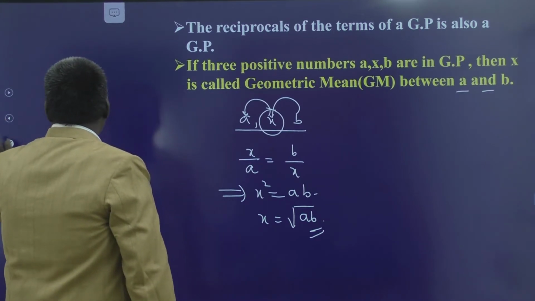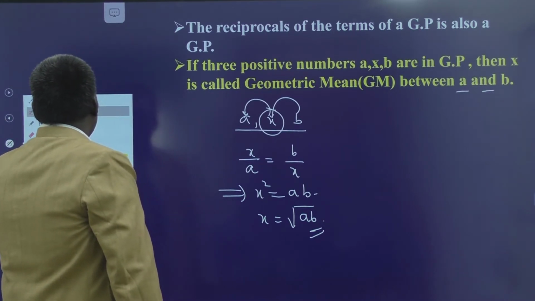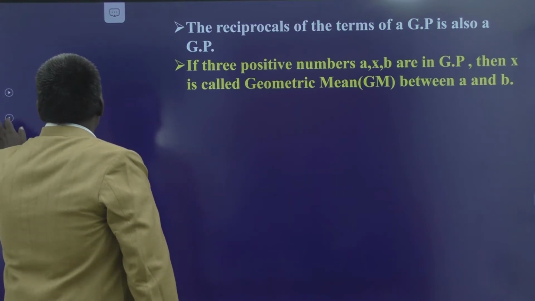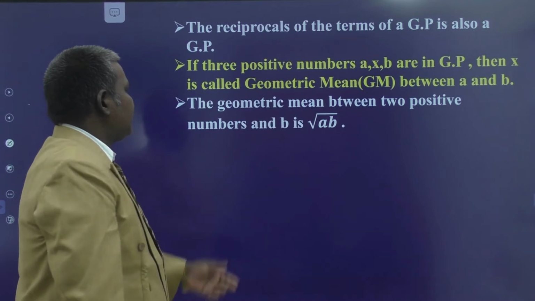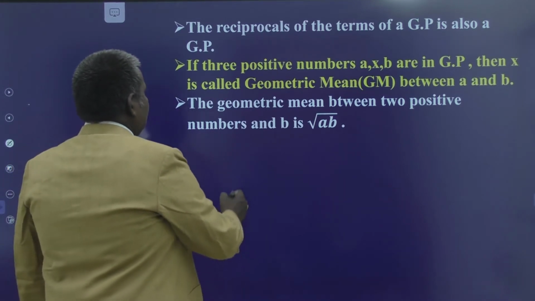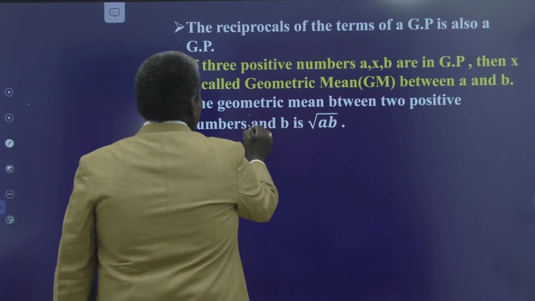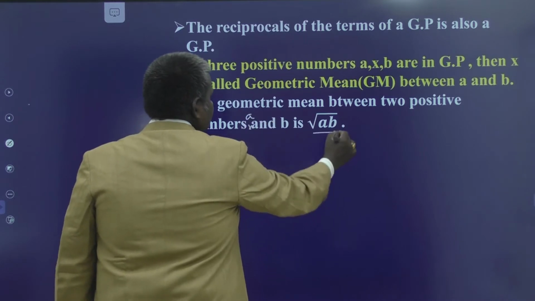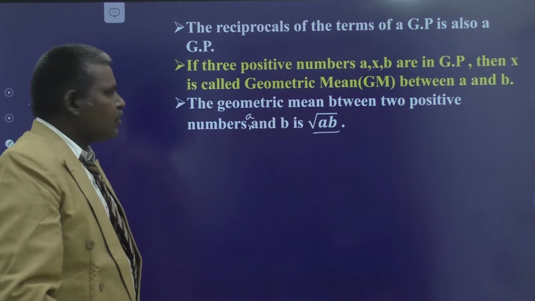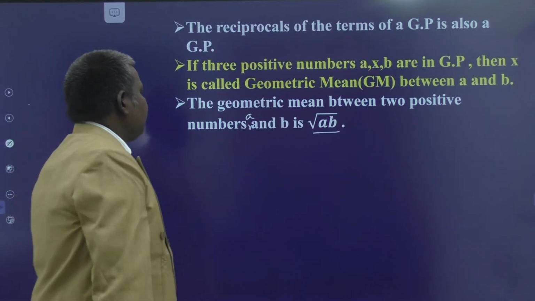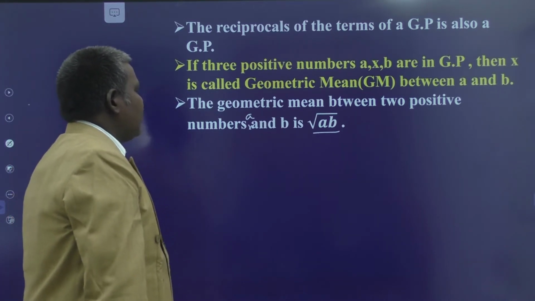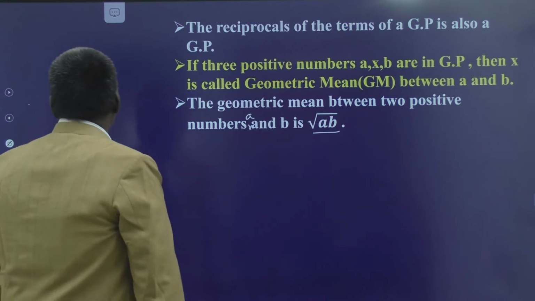Okay. Now, the geometric mean between two positive numbers a and b is the square root of ab. Therefore the geometric mean, as we already proved, is root ab. X square is equal to ab, and X is equal to root ab. Okay.